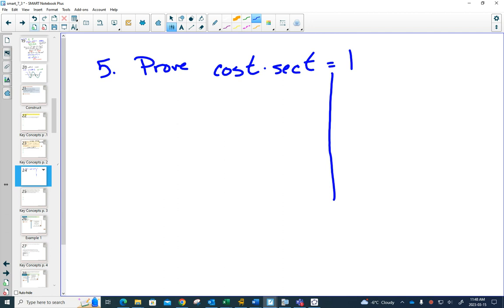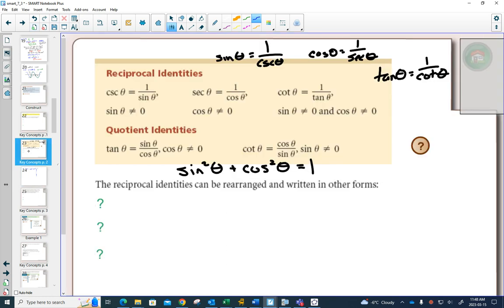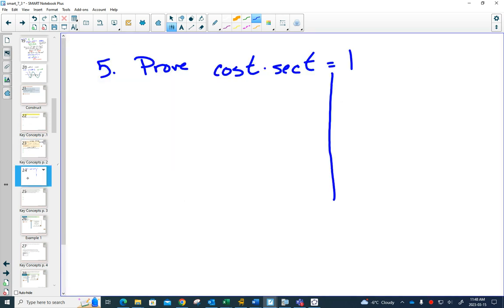Step number 2 in a proof is you are allowed to use anything from this that you like. So if you see a cosecant, you could decide to rewrite it as 1 over sine. And our job, or what we want to do, is we want to make the left side and the right side identical.